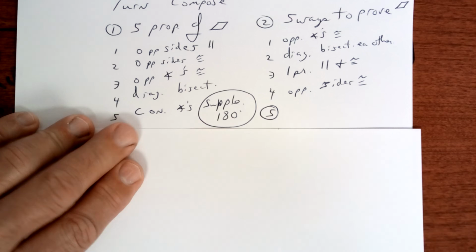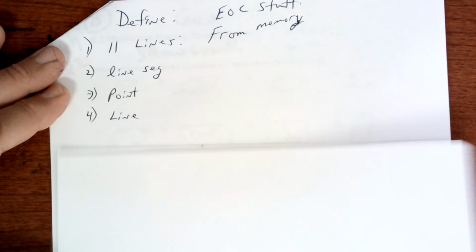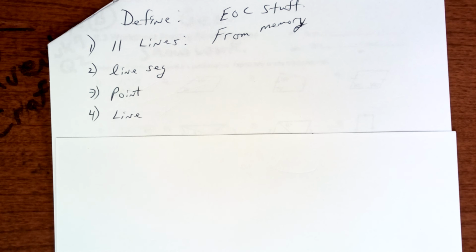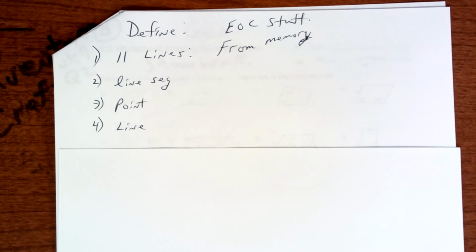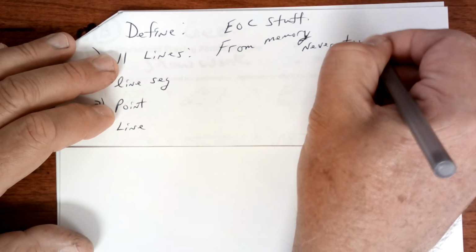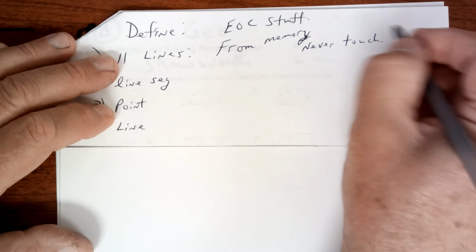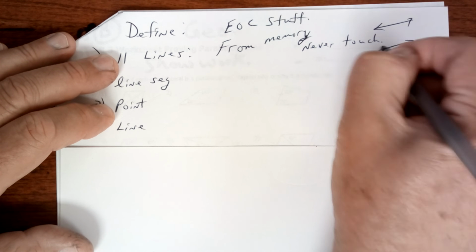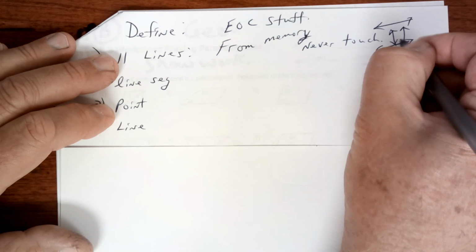All right. On a new sheet of paper, or I guess you can use the same sheet of paper. All right, turn back now from your neighbor and look up here. I want you to go from memory. I gave you these yesterday, and this is EOC stuff that you need to know from memory. So what are parallel lines? They never intersect. They never touch. Same distance apart.